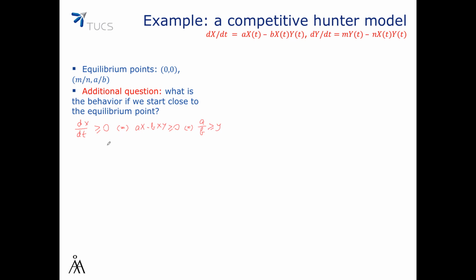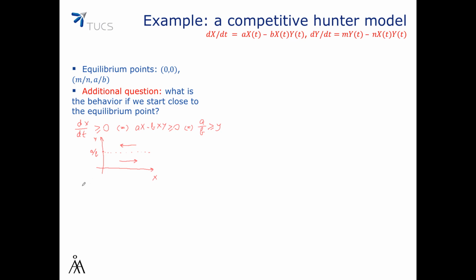So what this means is that we have this, and if this is the value a over b, we have a growth in the level of x if we have a value of y here, and we have a decrease in the value of x if we have values of y here.